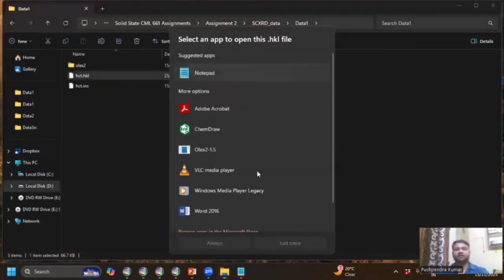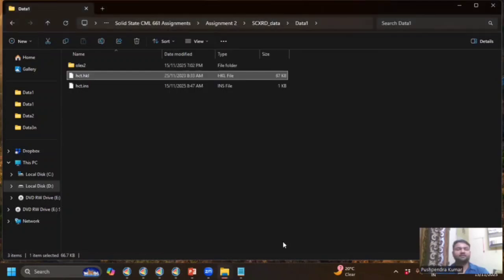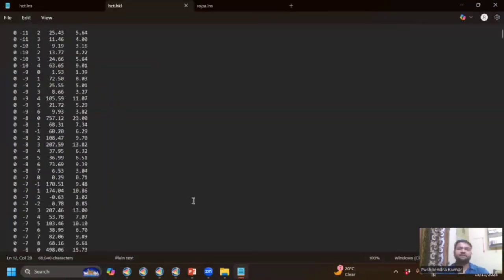Using Notepad, we open the HKL file and the ins file. Here we can see there are a total of about 66,000 reflections, which is a very high number. The first three digits are the HKL values, and this column shows the intensity corresponding to this reflection, and this is the angle of diffraction corresponding to this peak or reflection. How do we draw the structure?